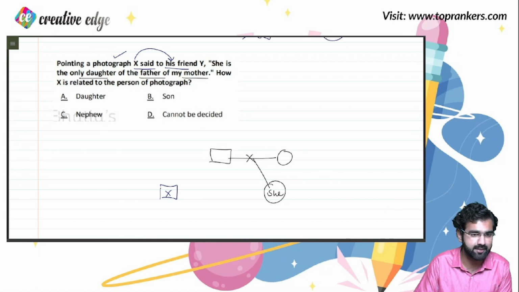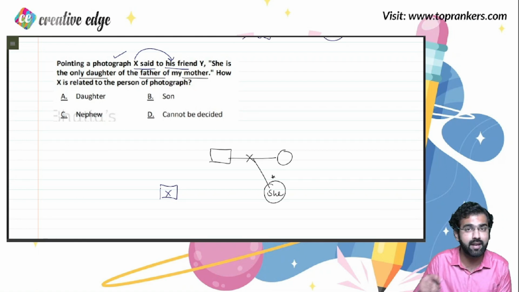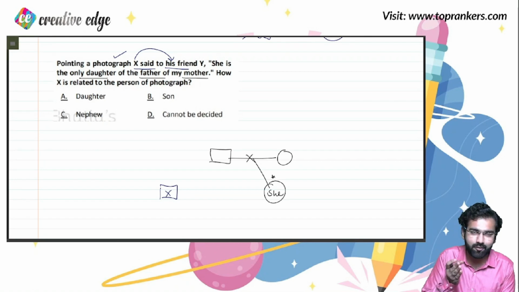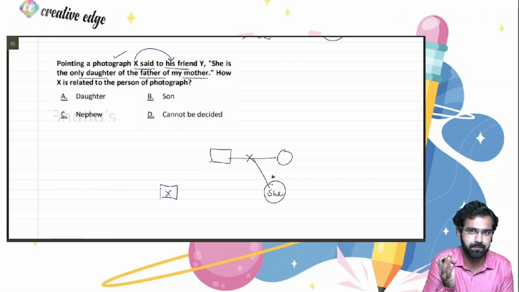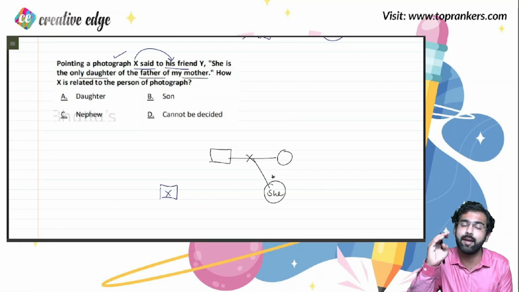Now you need to crack this language. She is the only daughter. What is the meaning of only daughter? Please understand. Only daughter means she cannot have any other sister. She can have more brothers, but she cannot have any other sister. She is the only daughter of the father of my mother. I repeat, of the father of my mother.